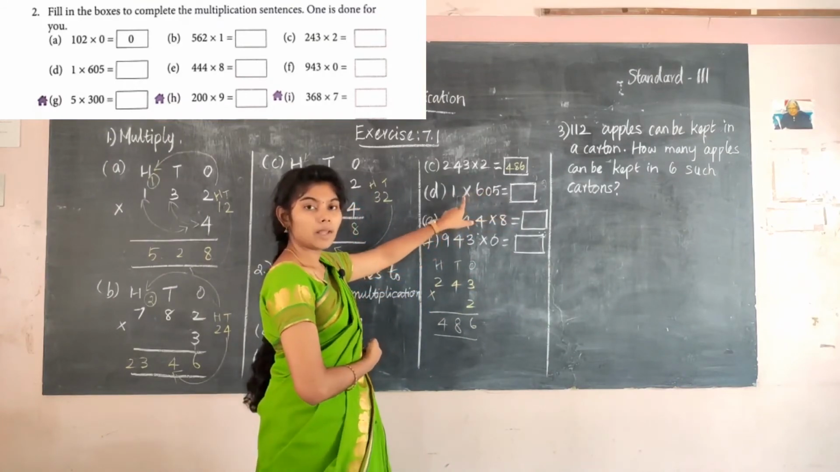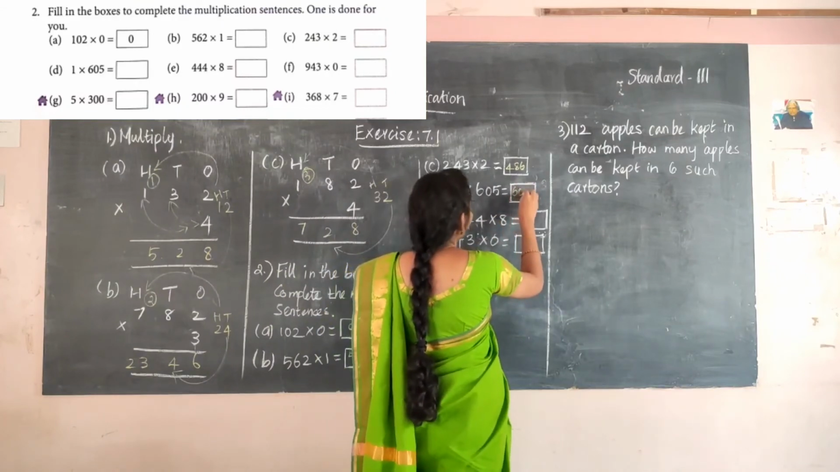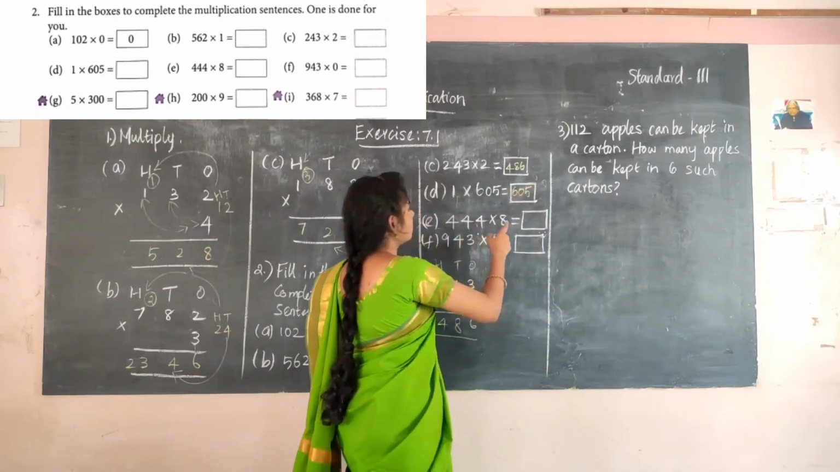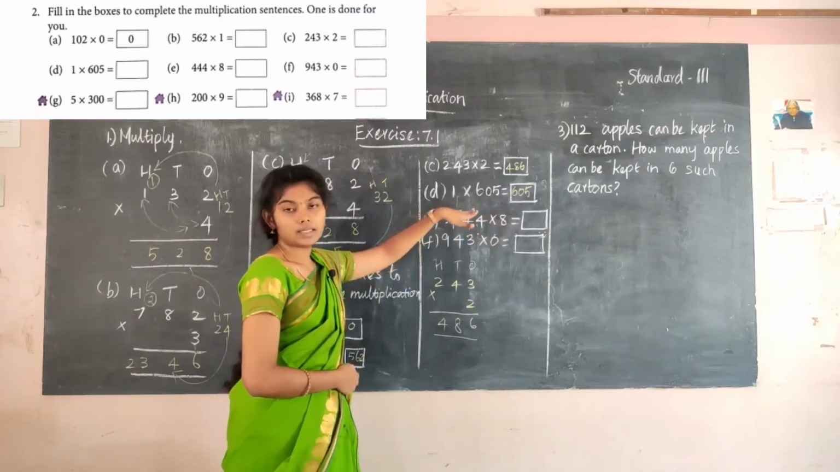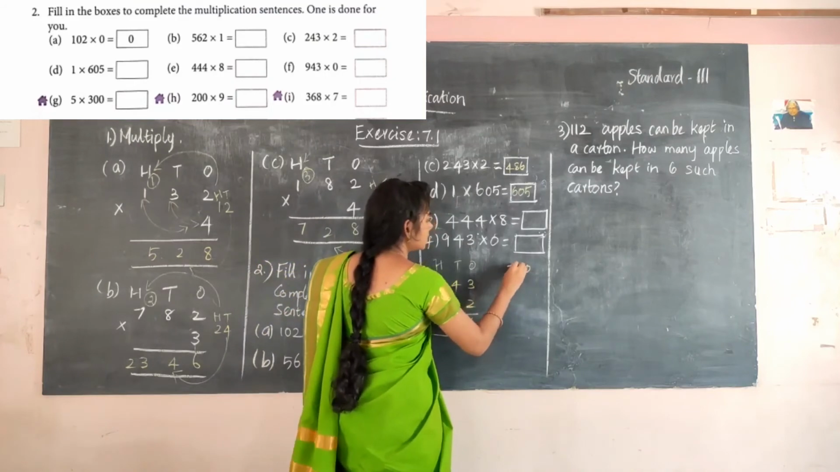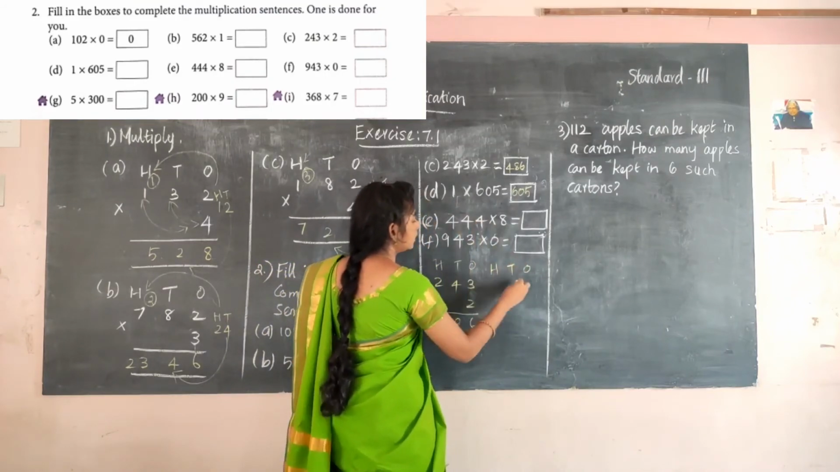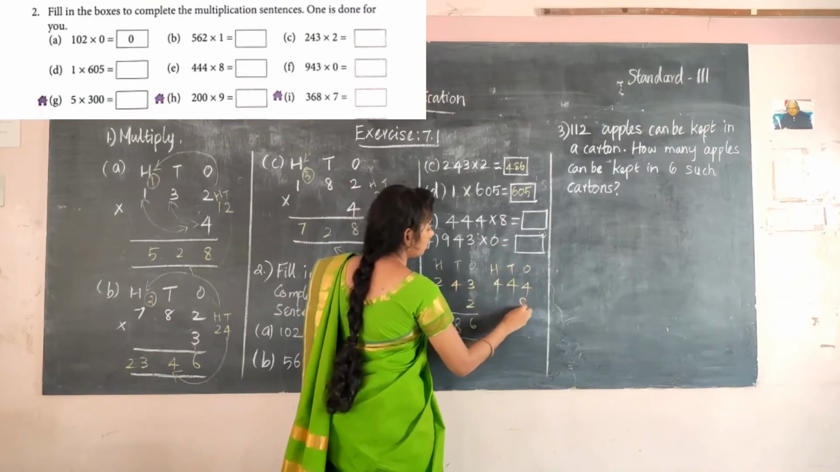So while we are multiplying 1 with any number, you will get the same number as the answer, 605. And see the next one, 444 into 8. A 3-digit number and a 1-digit number. So first write the places: ones, tens and hundreds. Write the 3-digit number 4, 4, 4, and write the 1-digit number next.